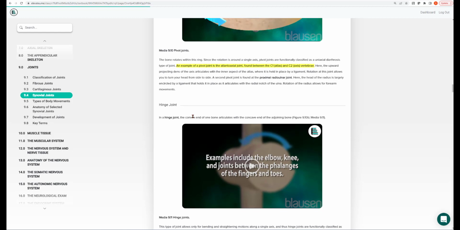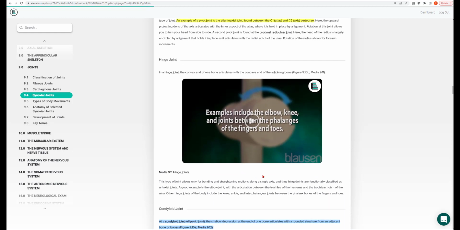Hinge joint. There are two hinge joints that I want you to know, and they are the elbow and the knee. Right? So the elbow and the knee. These are the two big hinge joints that I want you to know. And these make sense, right? If you think about just bending your knee or bending your elbow, these are uniaxial joints. They move in one axis, and they are great examples of hinge joints.